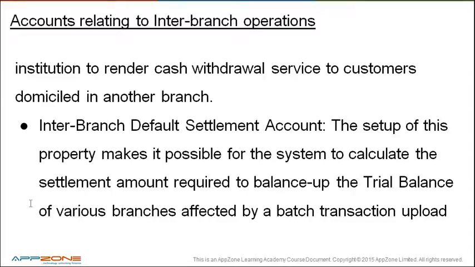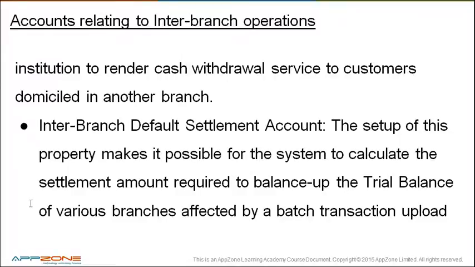In other words, the word receivable means expecting. It means that the branch that is performing the withdrawal for such a customer is expected to receive an equivalent settlement from the original branch of such customer.